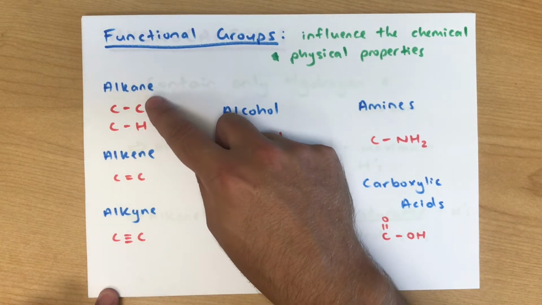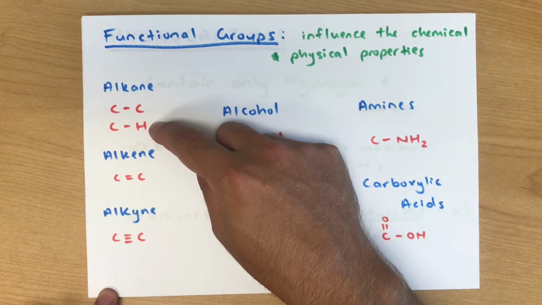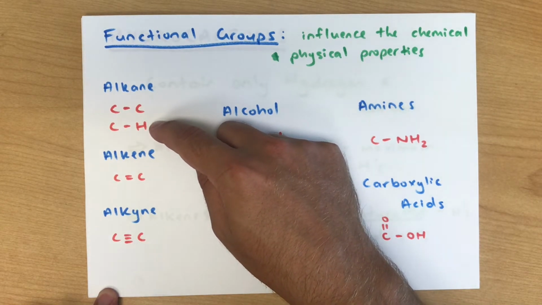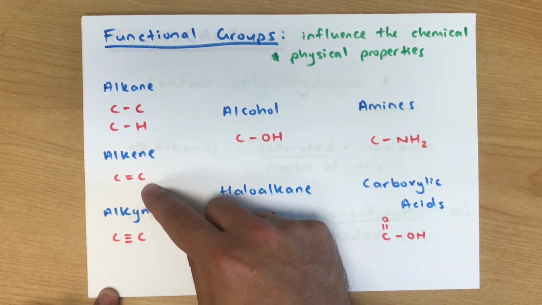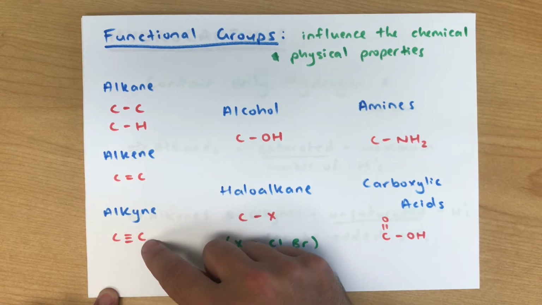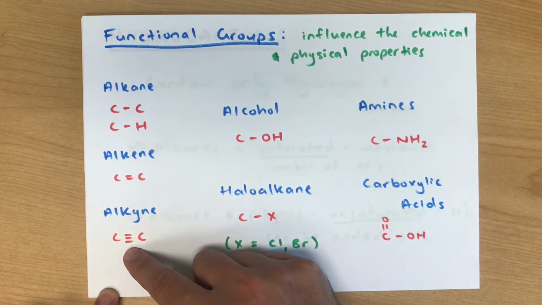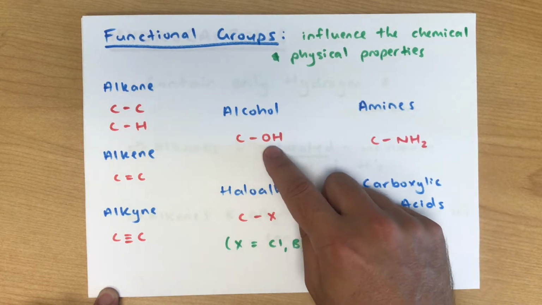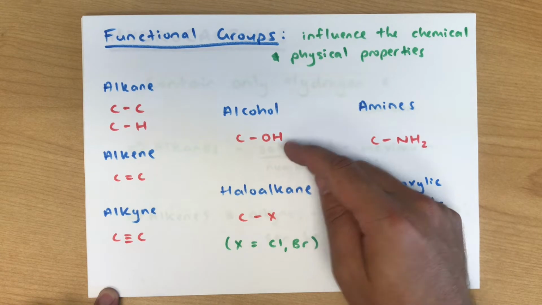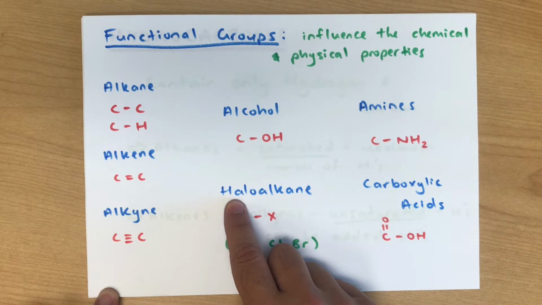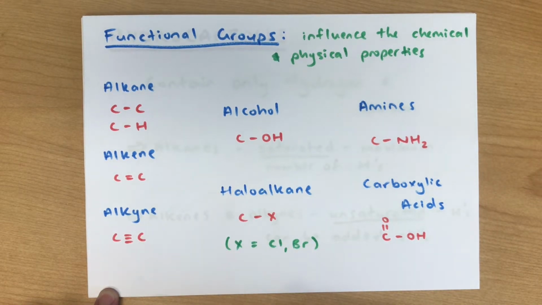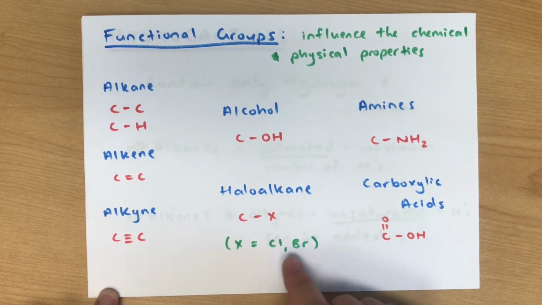The alkanes, which just have carbons to carbons and carbons to hydrogens, so they don't really have a functional group per se. We'll also look at alkenes, which have a carbon to carbon double bond somewhere in the molecule, and alkynes, which have a carbon to carbon triple bond somewhere in the molecule. After that, we'll look at alcohols, which have an OH somewhere on the carbon chain.